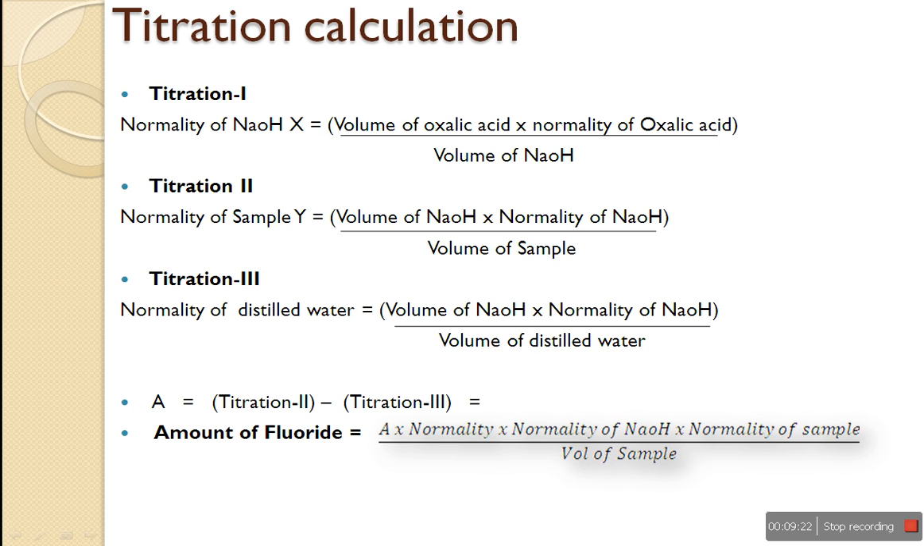Titration calculation for the amount of fluoride: A is titration 2 minus titration 3, that is, the volume of NaOH consumed in titration 2 minus the volume of NaOH consumed in titration 3, times the normality of NaOH, times the normality of sample, divided by the volume of sample. By this calculation, we obtain the amount of fluoride in milligrams per liter.